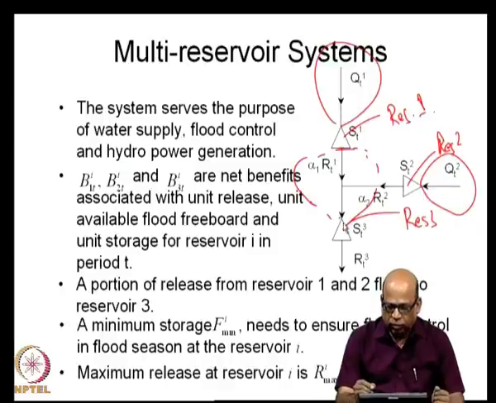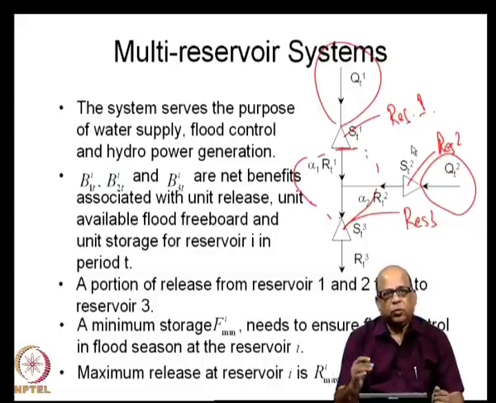Whereas, when you come to reservoir 3, it has the natural inflow Q3 plus the controlled flow coming from reservoir 1, which is alpha 1 into R1 t in time period t, and the controlled flow that is coming from reservoir 2, which is alpha 2 R2 t. So, you just formulate the continuity equation at each of these reservoirs, those become constraints, and you formulate the objective function.